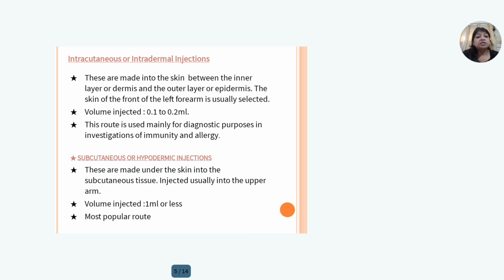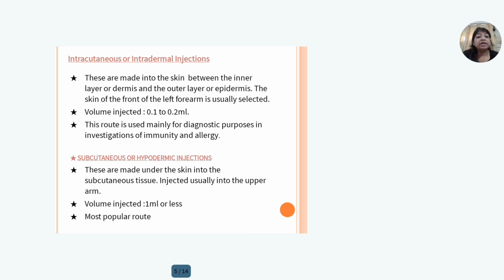This volume you have to remember very well, because this type of question comes in your short MCQ questions or in GPAT type questions also: what is the volume of intradermal injection. So you have to keep this volume in your mind.